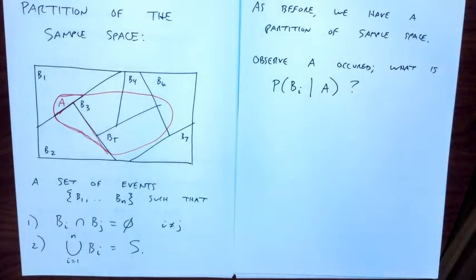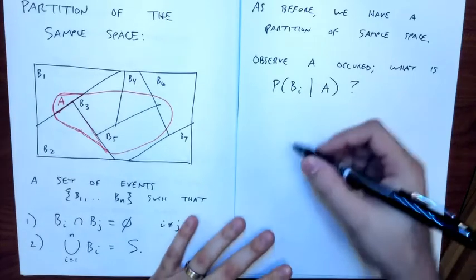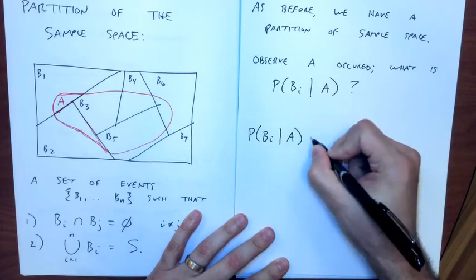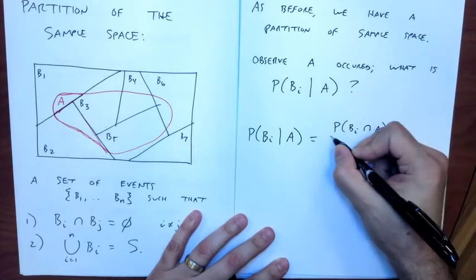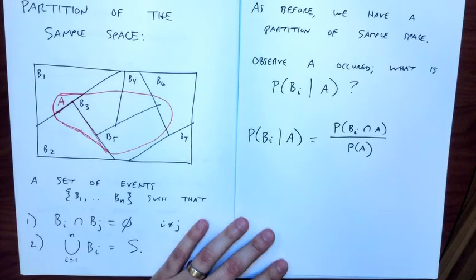So we want A to give us some information about which of these classes we're in. For example, in this sketch, if I tell you that A happened, then I know for sure that I've ruled out B7 happening. That whole part of the sample space I know I'm not in. So I need to undo my conditional probability here. Let's work out what this means. This means the probability of B_i intersect A over the probability of A. That is just from our first rule.